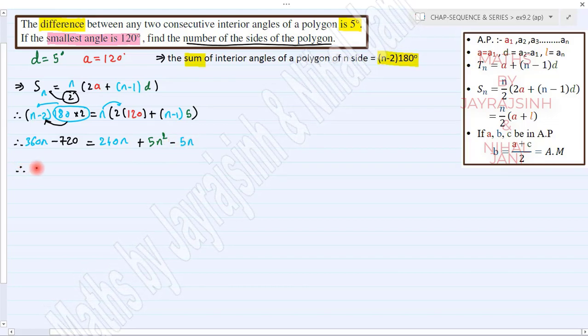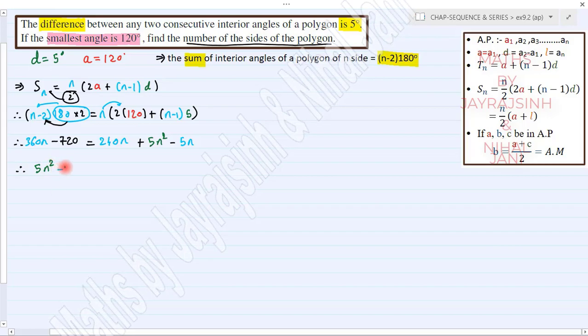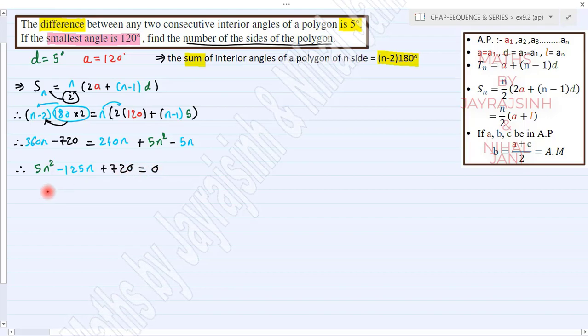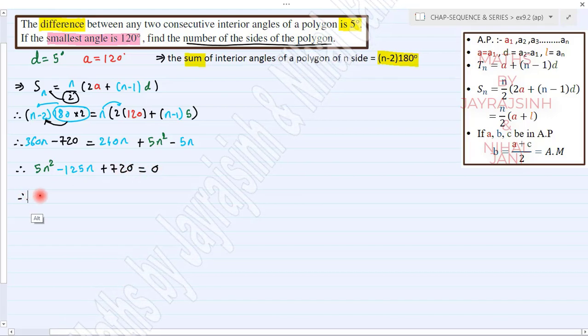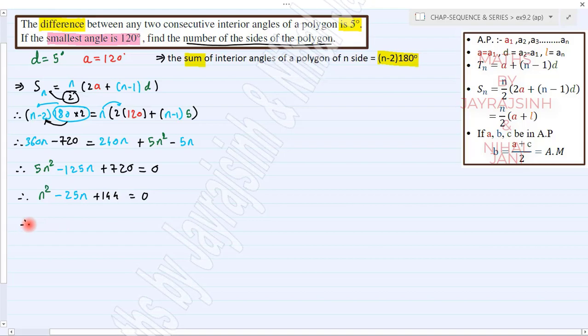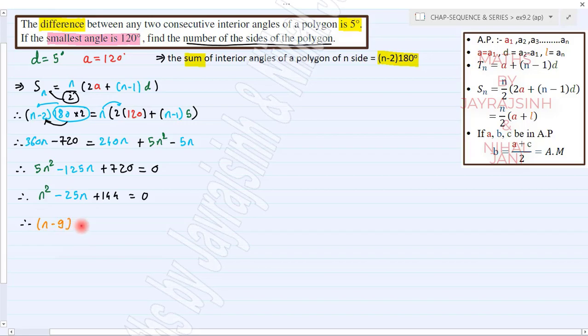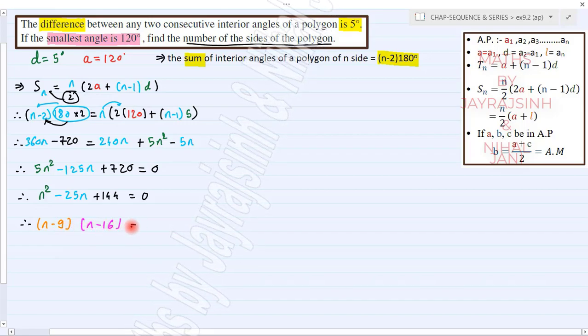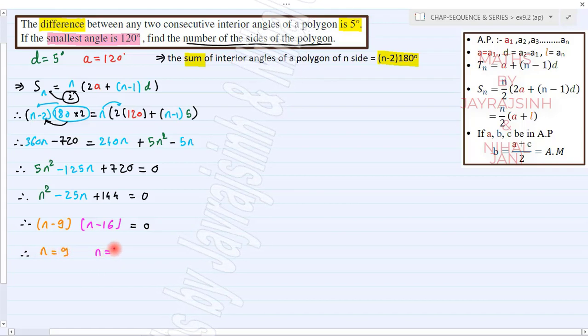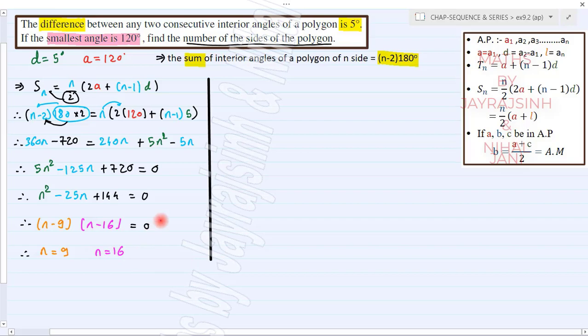Now let's form the polynomial. We'll get 5n square minus 125n plus 720 is equal to 0, or we can take 5 common and we'll get n square minus 25n plus 144 is equal to 0. So we can factorize our polynomial into (n minus 9) and (n minus 16), which will give us n equal to 9 and n equal to 16. Before we declare this as your final answer, we have to check them one by one.